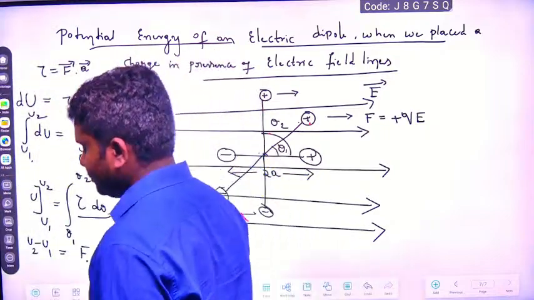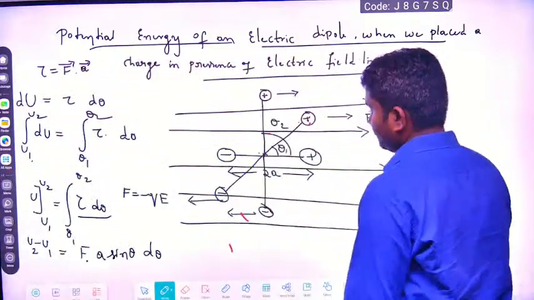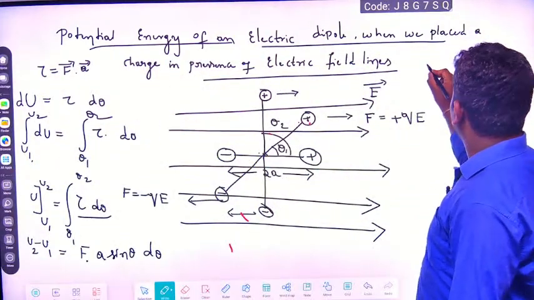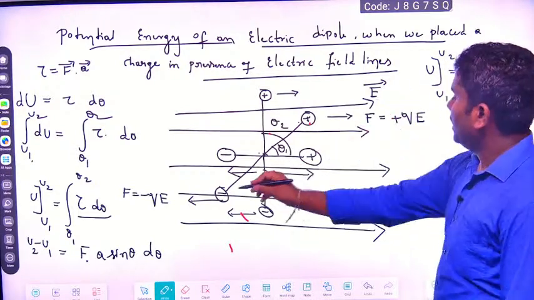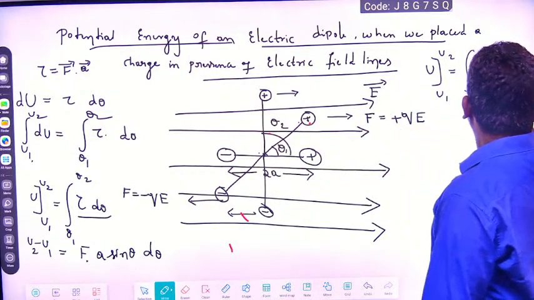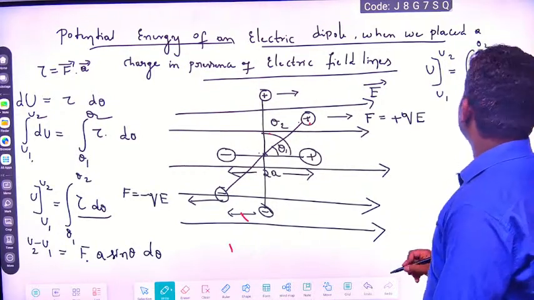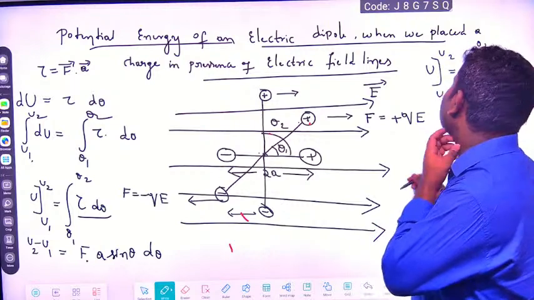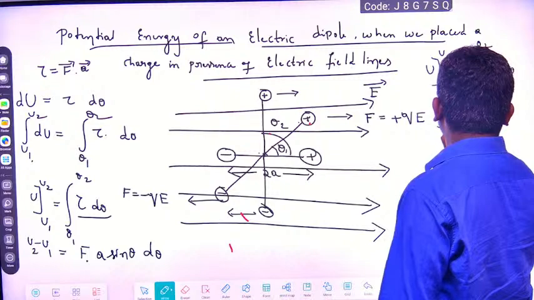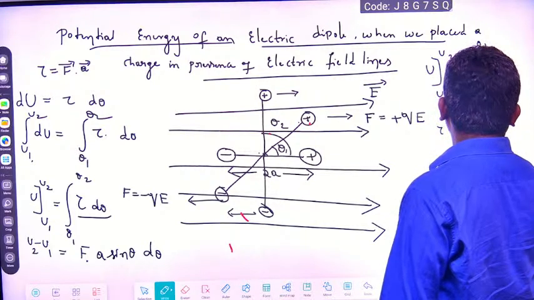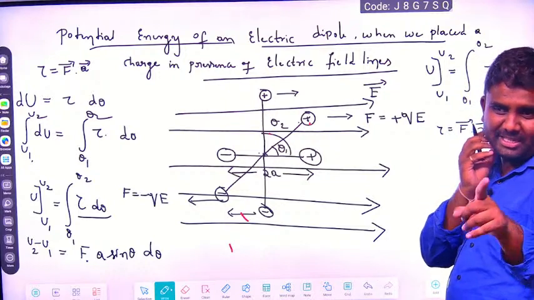Now you see, U from U1 to U2 equals the integration of tau d theta from theta 1 to theta 2. Now, instead of doing direct integration, we will do it together once again. What is this tau? Torque is equal to F vector dot R vector. Force into displacement is torque.